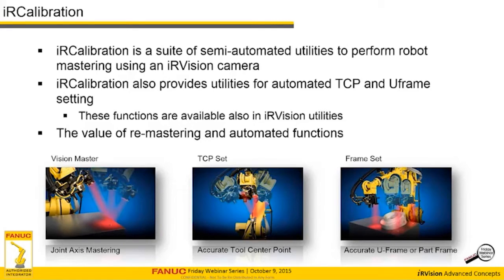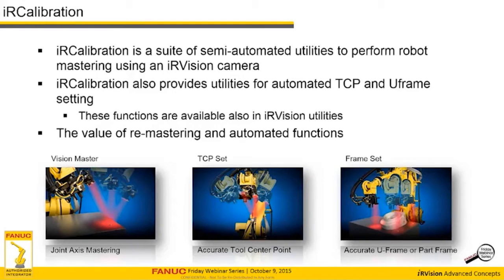Let's mention, though, for a moment, the idea of automated TCP and U-frame setting. I know all of you have used manual methods in the past to manipulate and create a TCP or a U-frame, and then use that TCP to manually touch up a U-frame. When we talk about improving our precision, improving iRVision capabilities, particularly when it comes to the calibration step, the better we can do with defining the tool center point and the U-frame, particularly the calibration grid frame, the better our iRVision precision will be.